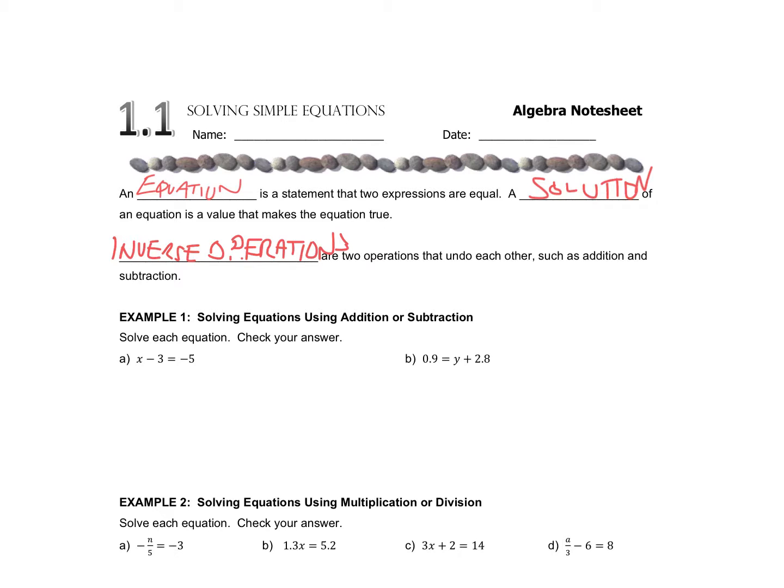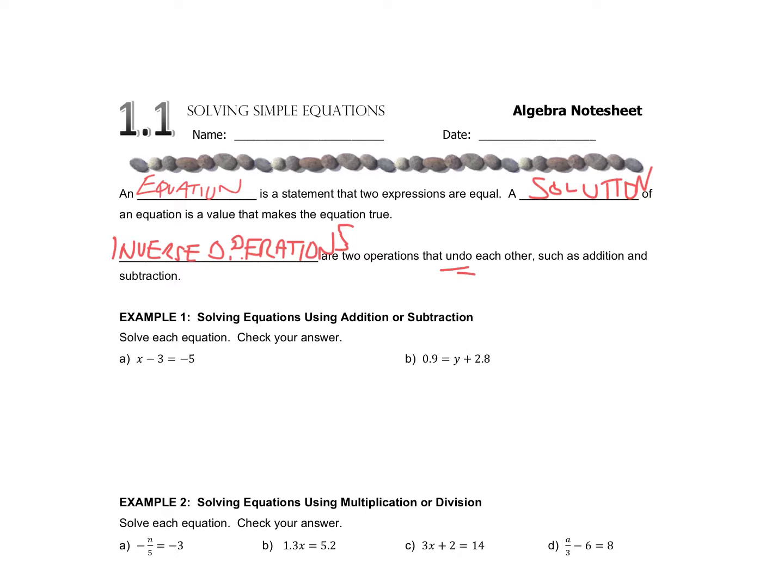are two operations that undo each other. So basically, they are the opposites of each other. So we know addition and subtraction are the opposites. If I add 5 to something, if I subtract 5 from something, I get right back to where I started from. The same is true with multiplication and division. So they are opposites of each other, so they would be inverse operations. We're going to learn about some others throughout the year, but those are the ones we know for now.